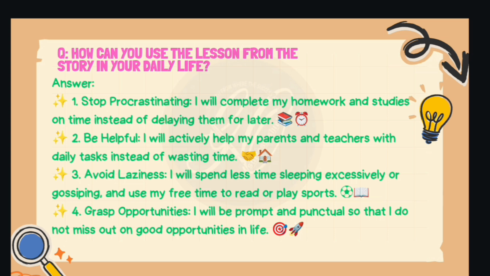So the answer is, stop procrastinating. That means keeping on delaying your things, saying I will do it tomorrow, I will do it later on. I will complete my homework and studies on time instead of delaying them for later. Be helpful. I will actively help my parents and teachers with daily tasks instead of wasting time. We need to avoid laziness. I will spend less time sleeping excessively or gossiping and use my free time to read or play sports. Fourth, grasp opportunities. I will be prompt and punctual so that I do not miss out on good opportunities.